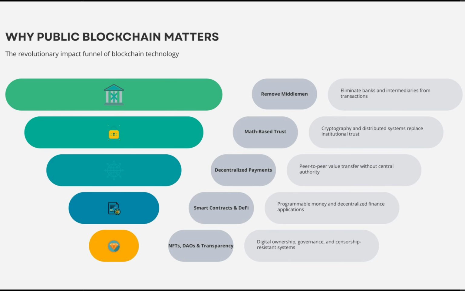Now let's talk about why public blockchain matters the most at the moment, and you will find we have a prime example. So why is public blockchain so amazing and revolutionary? Because they remove the middleman. Instead of trusting a bank, you trust mathematics and a distributed system. Public blockchains allow decentralized payments, smart contracts, DeFi applications, NFTs, DAOs, transparent systems, and censorship resistance. So you have full control.